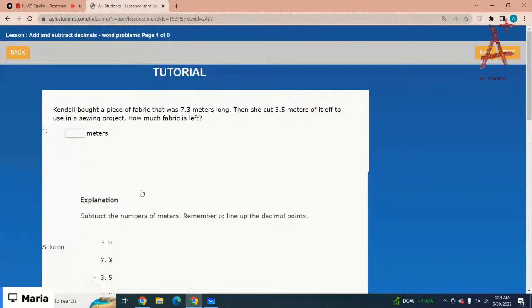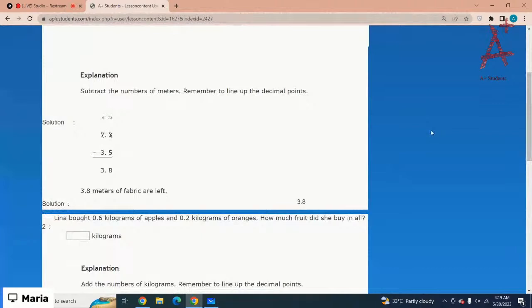Kendall bought a piece of fabric that was 7.3 meters long. Then she cut 3.5 meters of it. After her sewing project, how much fabric is left? So you have to subtract. I have to do 7.3 minus 3.5. Got it?